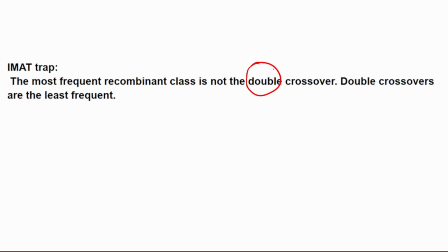A double crossover means two separate crossover events happening in the same chromosome region during one meiosis. Each crossover itself is an already uncommon event, so for two of them to happen in the same region is statistically much rarer. Because probability multiplies, not adds, the chance of two crossovers happening together is far lower than the chance of just one crossover happening. That's why it is said that the most frequent recombinant class is not the double crossover. Double crossovers are the least frequent.